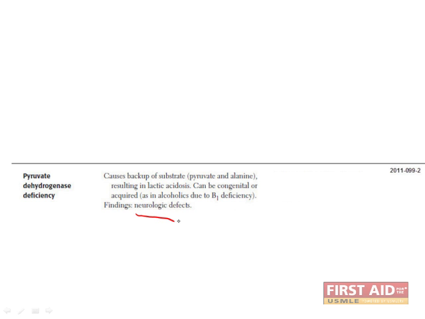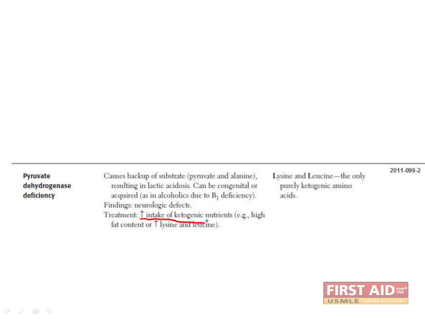Clinically, this deficiency manifests as neurologic deficits. It's treated by increasing intake of ketogenic nutrients, such as a high-fat diet or the ketogenic amino acids, which are lysine and leucine. These nutrients do not have to go through a pyruvate intermediate to enter the TCA cycle.